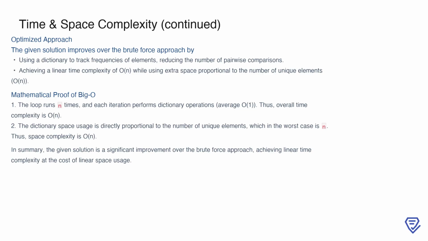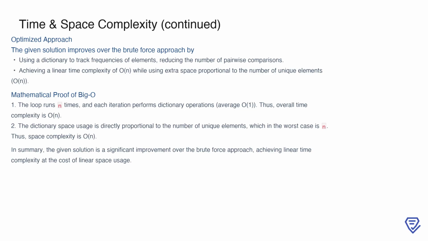The optimized solution significantly improves upon the brute force approach by leveraging a dictionary to track frequencies of elements. This eliminates the need for pairwise comparisons, reducing the time complexity from O(n squared) to O(n). The trade-off is the use of extra space for the dictionary, which requires O(n) space in the worst case.